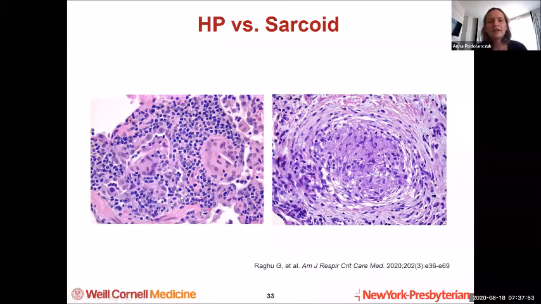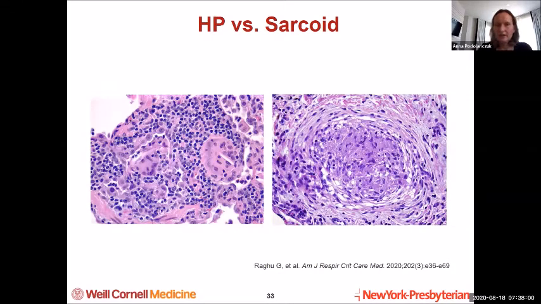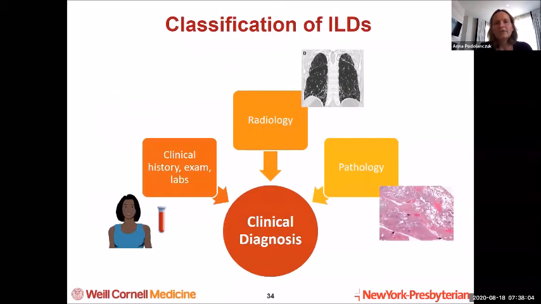So this is a diagnosis that would normally be made by a pathologist, but generally the granulomas that you see in HP are very distinct from the sarcoid granuloma. So again, to go back to the classification of ILDs, I mentioned that to make a clinical diagnosis, like IPF or chronic HP, you really need to incorporate your clinical history, exam and labs, the radiology that I went over, and the pathology.